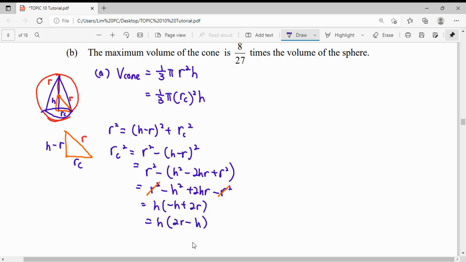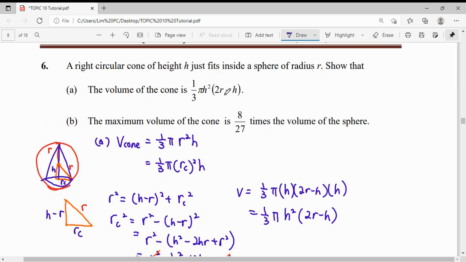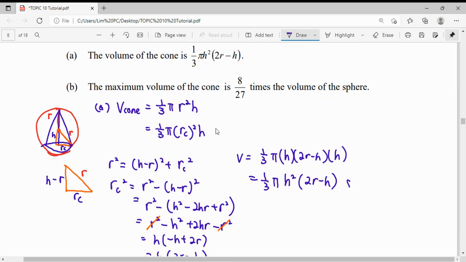Then we substitute back into our formula, where the radius of the cone is expressed in terms of h and r. So the volume of the cone, 1 over 3 pi rc squared times h, equals 1 over 3 pi times h times 2r minus h, then times h. So it equals 1 over 3 pi h squared times 2r minus h. This is the formula we needed to show.